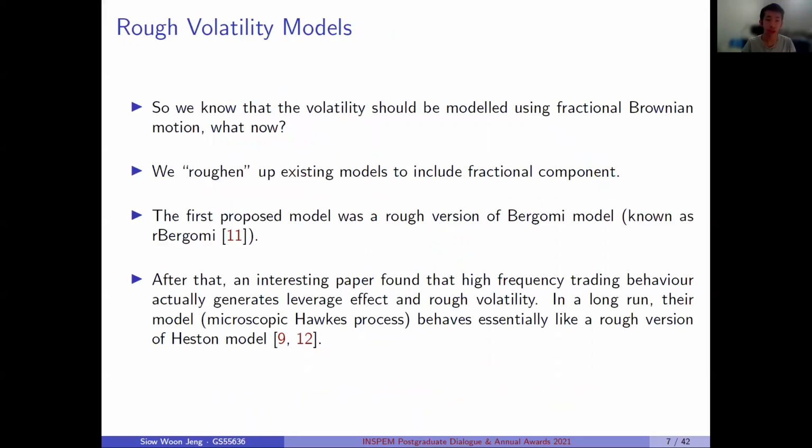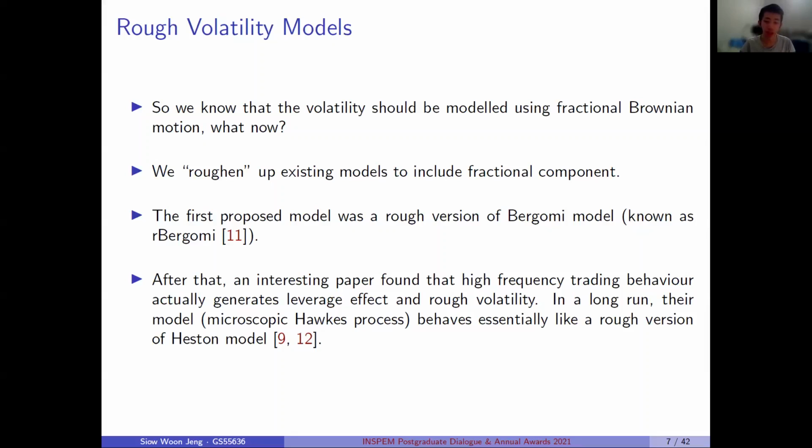So we know that the volatility should be modeled using fractional Brownian motion. What can we do about it? We can roughen up the existing models to include the fractional components. So, for example, the first proposed model to price an option was a rough version of the Bergomi model, now known as rough Bergomi. After that, an interesting paper with the title Microstructural Foundations of Leverage Effect and Rough Volatility discovered that in the long run, their model, which is the microscopic Hawkes process, behaves essentially like a rough version of the Heston model.